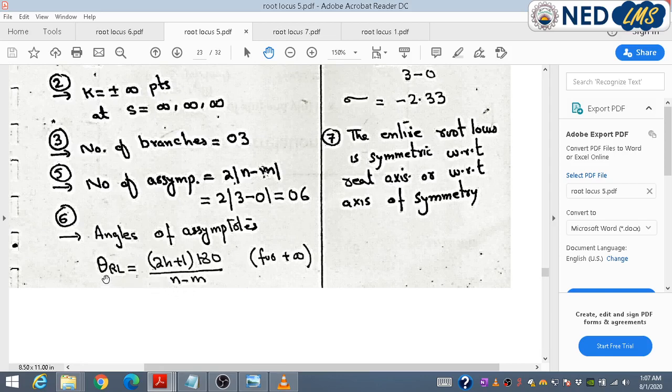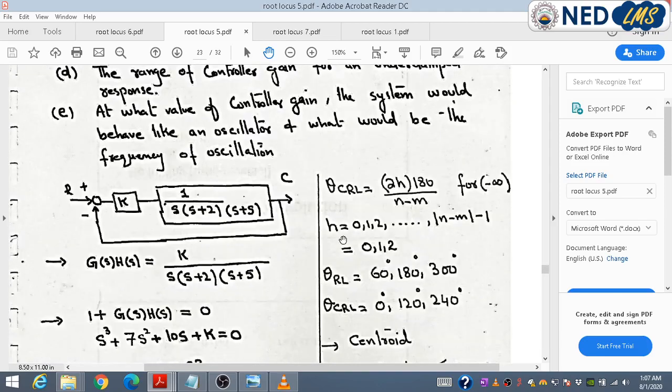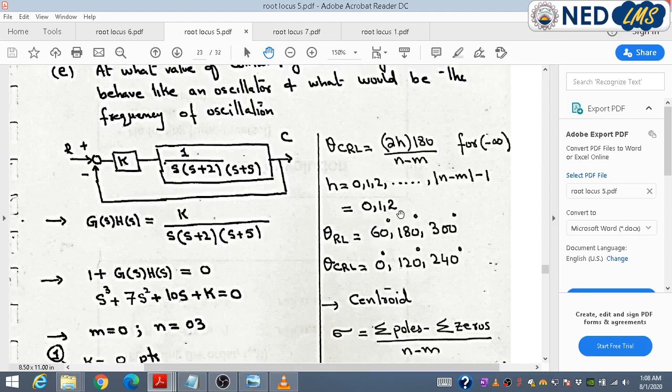So theta RL basically gives you information about k positive infinity. The formula is this, and similarly the formula of theta CRL is this. In order to find out the location where k equals minus infinity lies, in this formula we have to apply the value of h, which starts from 0, increments by 1, and the final value is n minus m minus 1. Here we have 3 poles and no zeros, so 3 minus 0 minus 1 means 2. Therefore here we have to apply 0, 1, 2.